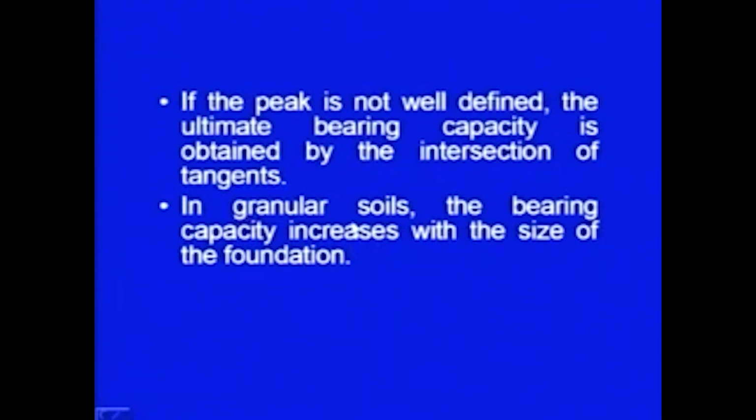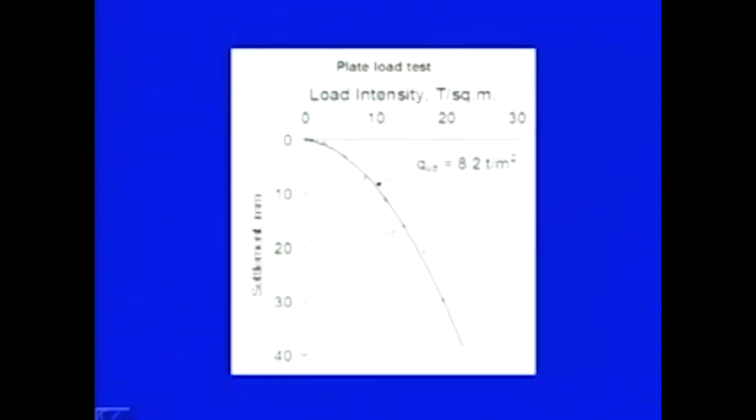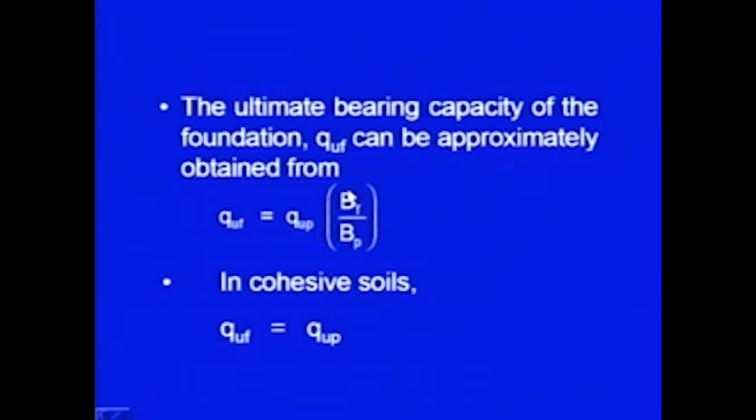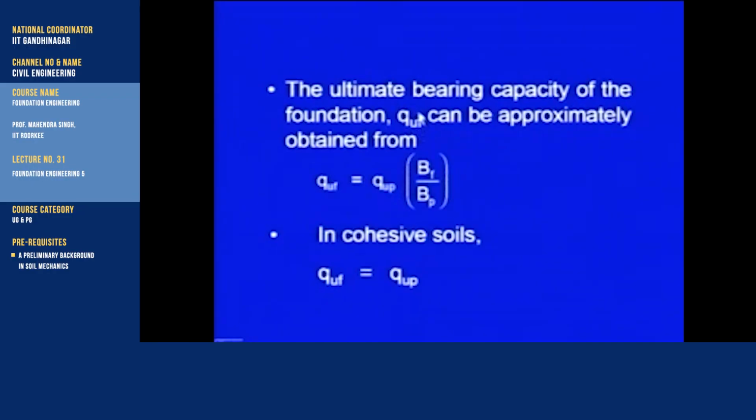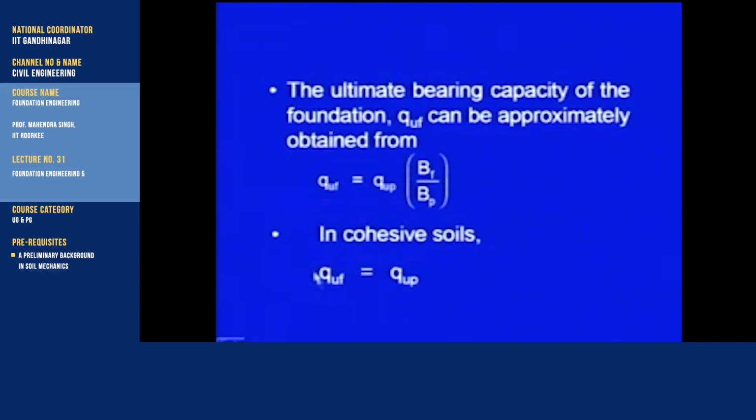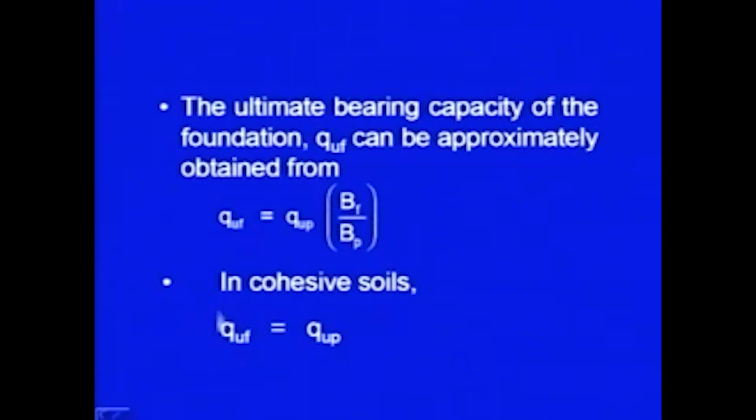In granular soils, you must remember the bearing capacity increases with the size of the foundation. Here again I have shown a plot, and how the double tangent method can be used to find the ultimate bearing capacity of the plate. Once this is available, the ultimate bearing capacity of the foundation QUF is obtained by this expression: QUF is equal to QUP times BF upon BP. For cohesive soils, this is a rough relationship, but as we said, the governing criterion will be settlements from consolidation. But these are the expressions which are sometimes used for cohesive soils.